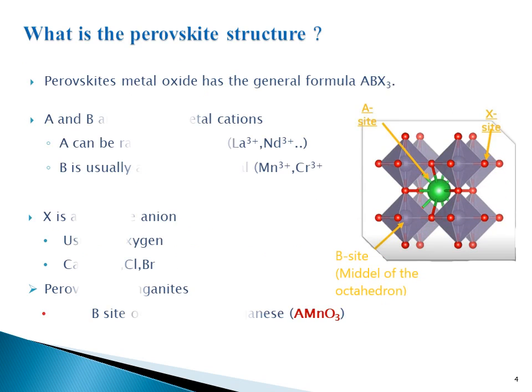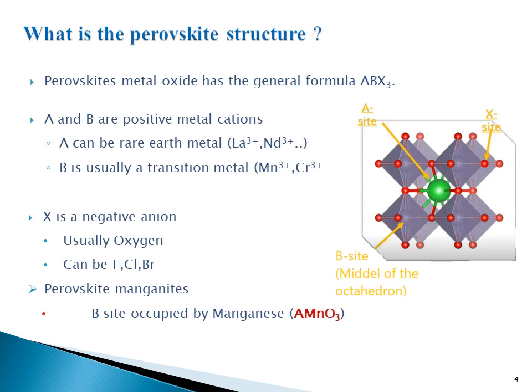So the perovskites have a general formula, and this formula is ABX3. On the right side of this page is an image of a perovskite unit cell, where A and B are positive cations. A can be an alkaline earth or rare earth metal, and B is usually a transition metal. When it is occupied by manganese, the perovskite is named manganite, while X is a negative anion, usually oxygen.